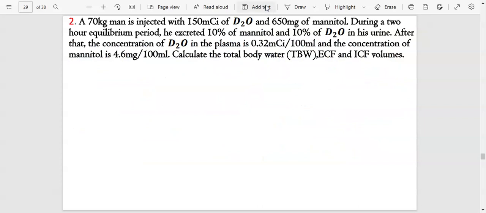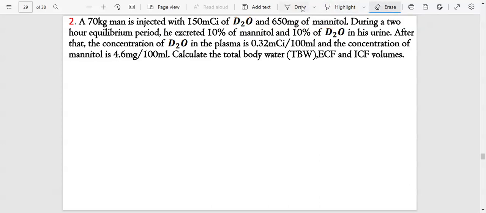The next one here. A 70 kg man is injected with 150 millicurie of D2O. A curie is simply a unit of radioactivity. So, millicurie of D2O and 650 milligrams of mannitol. Now, when we're talking about D2O, what are we trying to measure? Well, this is total body water. What of mannitol? This is ECF volume, right?